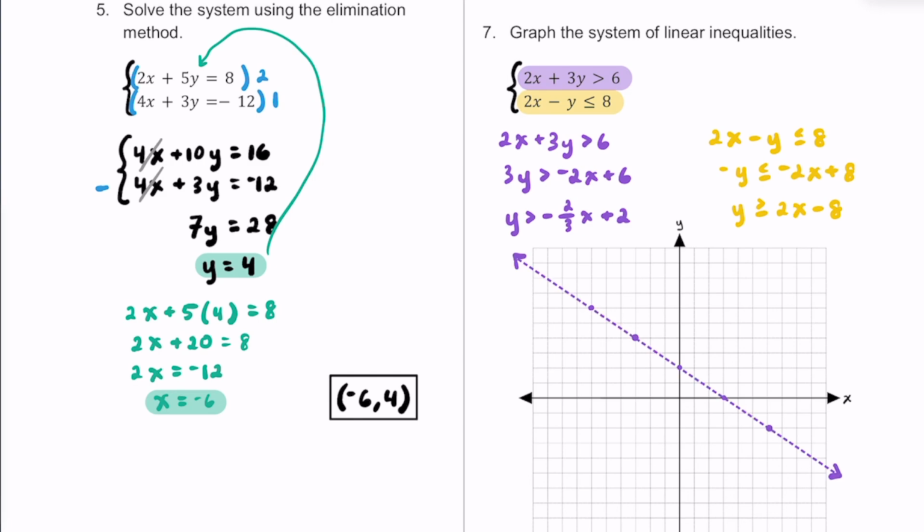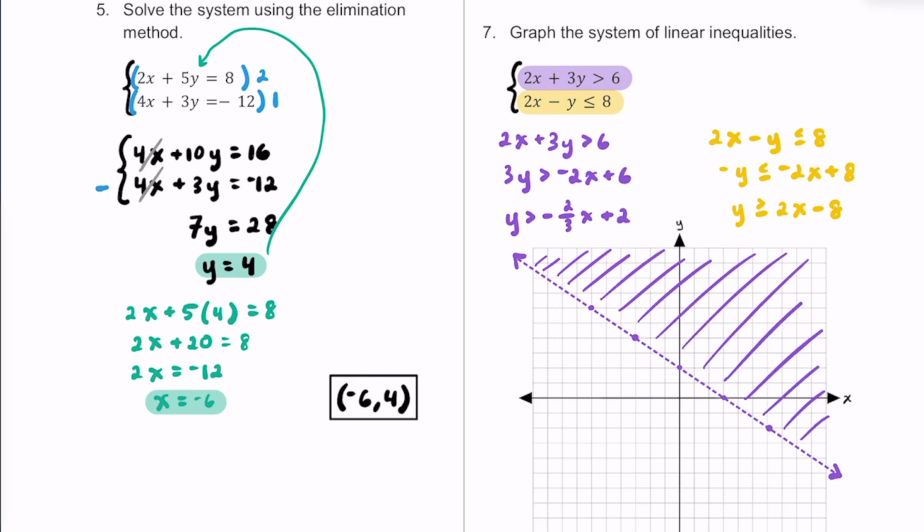Now we have to decide what side to shade. I'm going to test 0, 0 in our inequality. So here's 0, 0 below the line. If we plug in 0 for y as well as 0 for x, this whole thing is going to become 0, and it would just say 0 is greater than 2, which is certainly not true. So the areas that would be solutions for this single linear inequality, at least this one by itself, would be all the points on this side of the line.